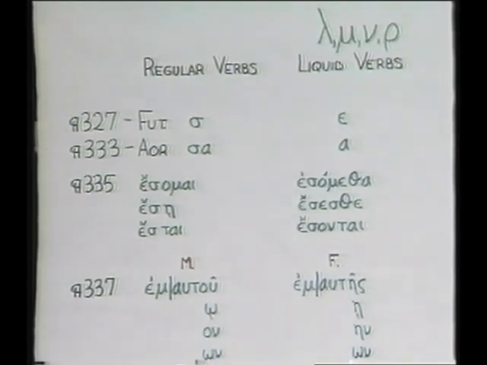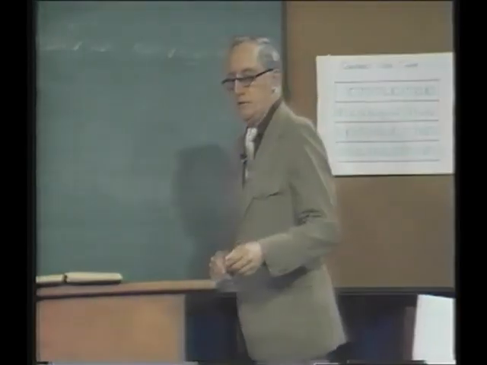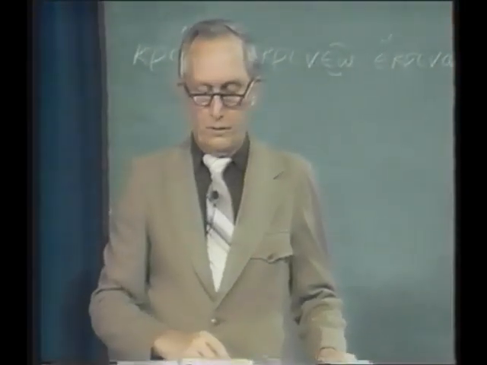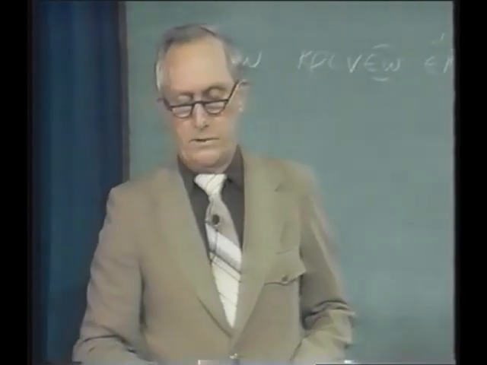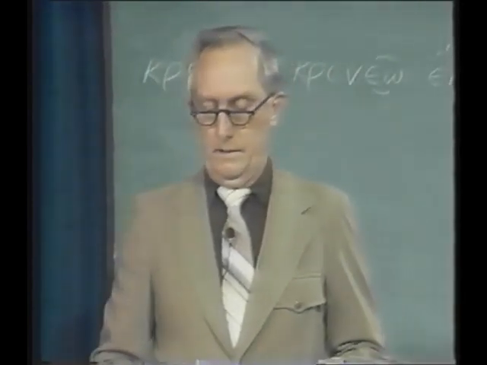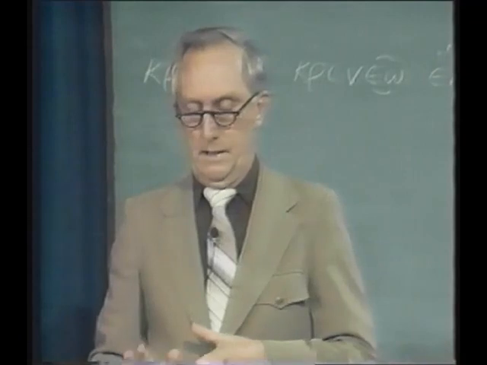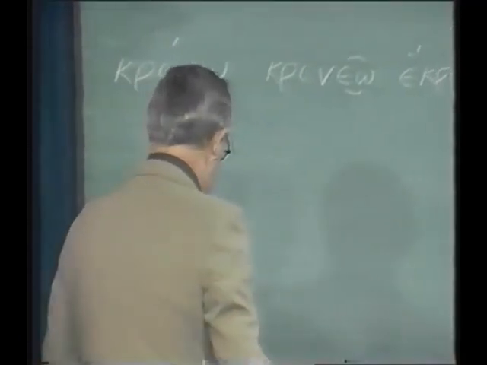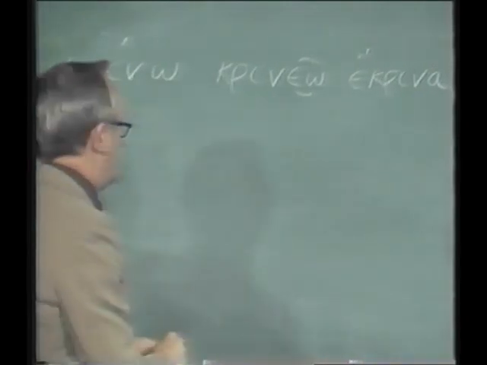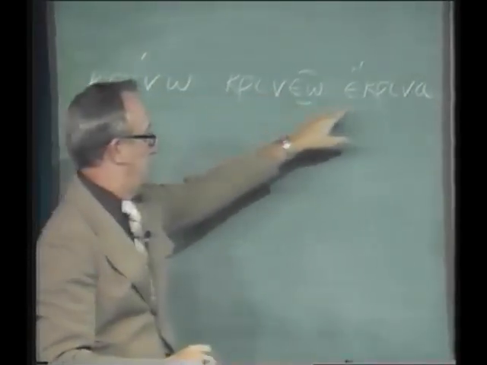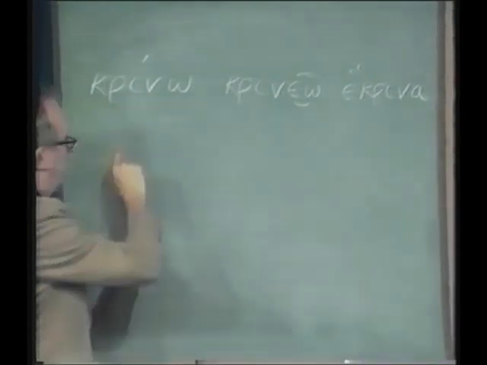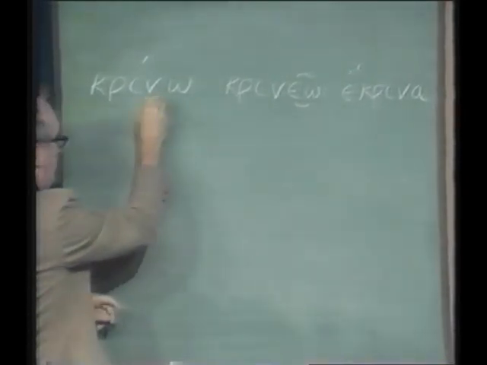So take a look at Machen, page 151. And you see the forms, paragraph 328. You see krino, krineis, krinei, krinomen, krinete, and krinousi. Now, on the board, I have the principal parts of krino, the first three principal parts, the present, the future, and the aorist. Now, the present, as you see there, is being a liquid.